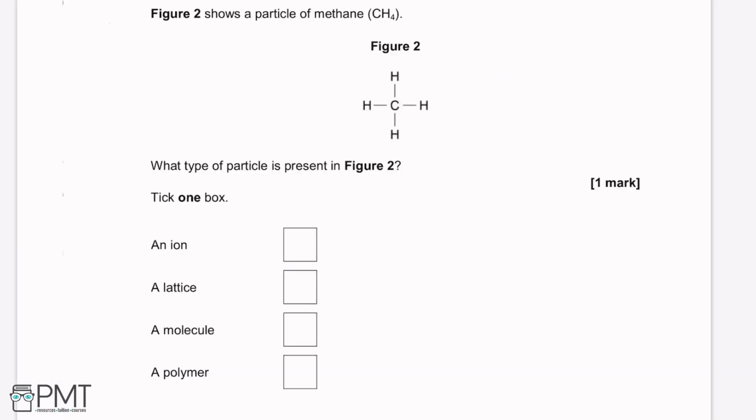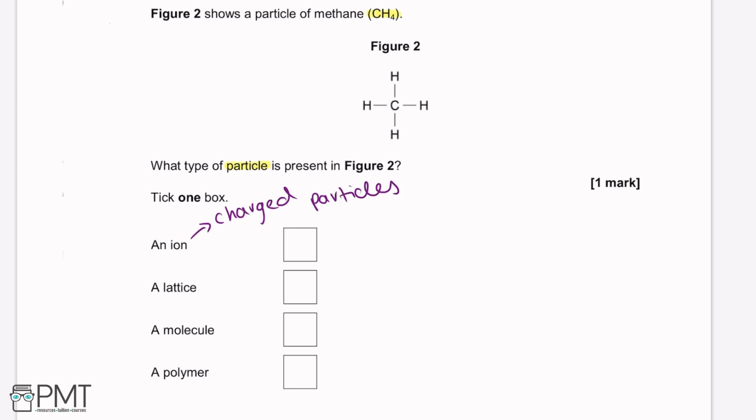Figure 2 shows a particle of methane, which has the formula CH4. So we can see in figure 2, we've got a central carbon atom and 4 hydrogens bonded around it. The question asks, what type of particle is present in figure 2? Tick 1 box for 1 mark. So let's have a look at our options. So our first option is an ion. And as we just discussed, an ion is a charged particle. Okay? So ions are formed by atoms essentially gaining or losing electrons.